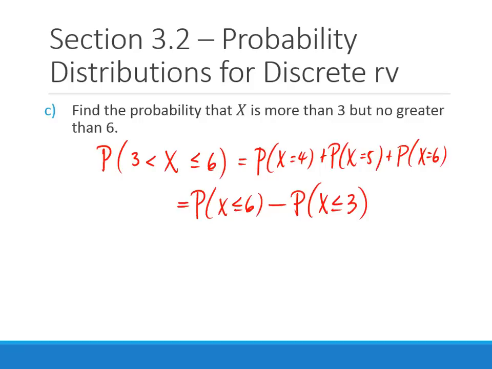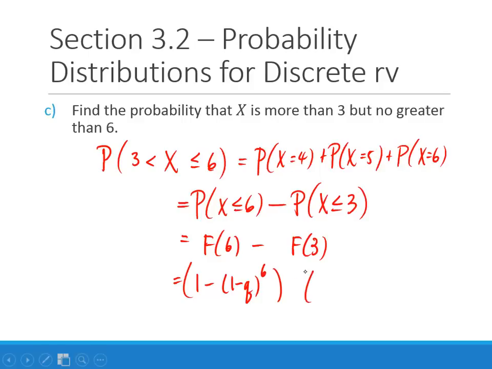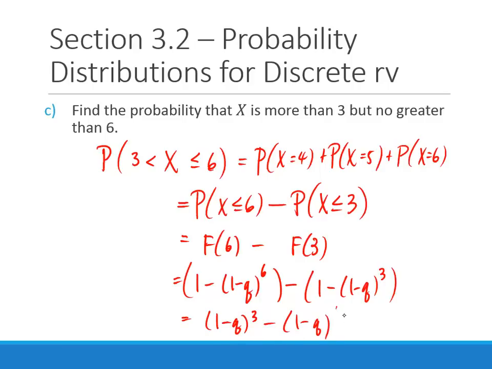So if I want the probability that x is bigger than 3 but less than or equal to 6, I can take all the probability of being less than or equal to 6 and subtract off the probability that's less than or equal to 3. And this will just allow me to use the CDF that I've already calculated. So this is equal to capital F of 6 minus capital F of 3, which we can write out using that formula from before. This is 1 minus Q to the 6th, minus 1 minus Q to the 3rd. And this is just 1 minus Q to the 3rd minus 1 minus Q to the 6th.